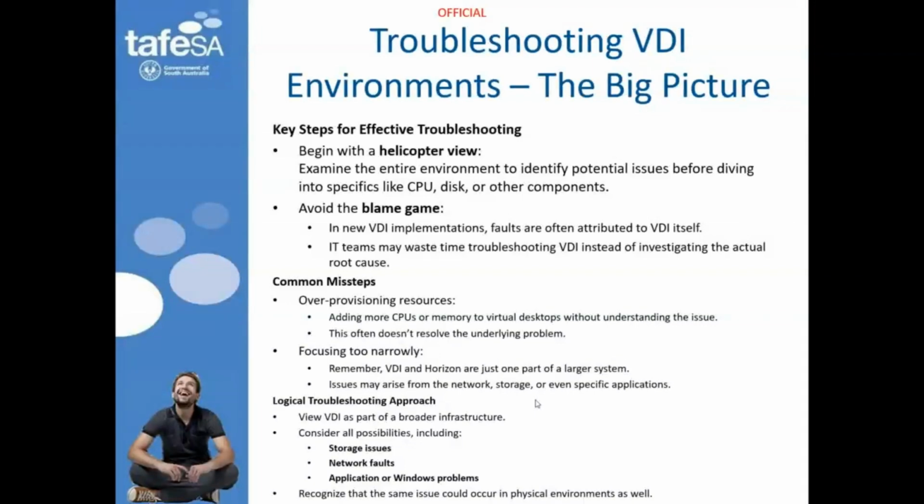Is your internet connection, especially if you're allowing for published desktops and virtual instances as well as other things accessible from the internet? Maybe everything is working fine on your inside, but what about your internet connection itself? Can it accommodate all the number of users you have connecting? Issues may arise from the network, storage, or even specific applications.